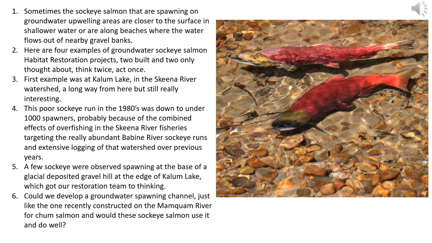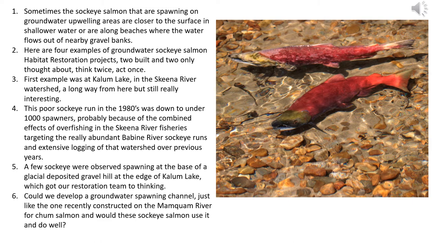Now this is a long way from here, but it's still a really interesting example. And it may have applications in lakes nearer to home in the future. So this poor sockeye run in the 1980s was down to under 1,000 spawners, probably because of the combined effect of overfishing in the Skeena River fisheries, targeting the really abundant Babine River sockeye runs, and extensive logging of that watershed over the previous years. And it's a bit like our pink story in Georgia Strait.